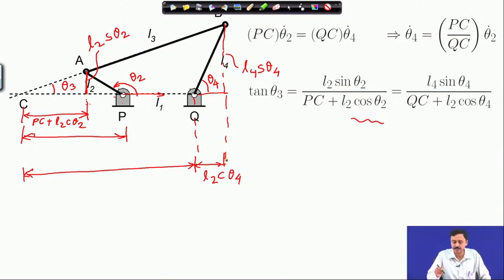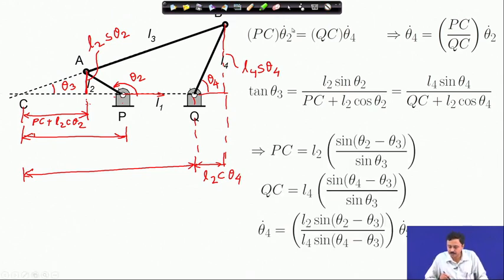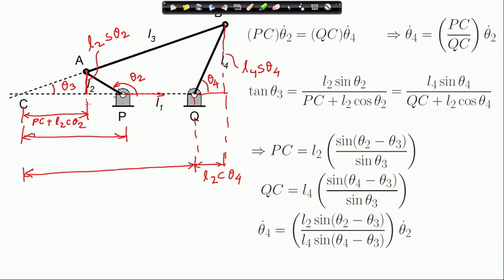From here I can very easily solve to determine P c and Q c, which I have derived for you. P c is L2 sin of theta 2 minus theta 3 divided by sin theta 3, and Q c is L4 sin of theta 4 minus theta 3 divided by sin theta 3, and hence I finally have this relation between theta 2 dot and theta 4 dot in terms of theta 2, theta 3, theta 4.